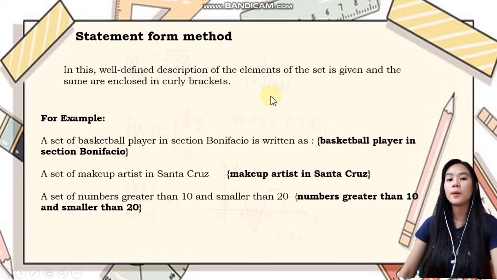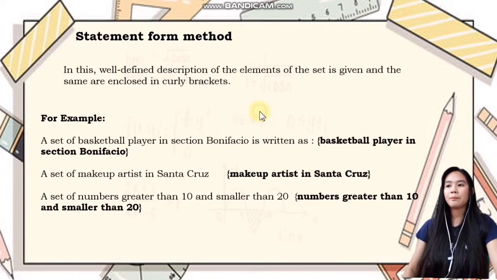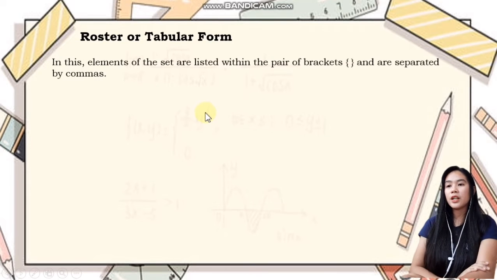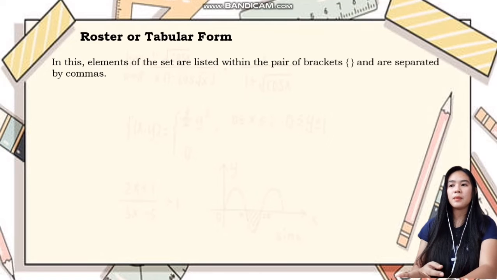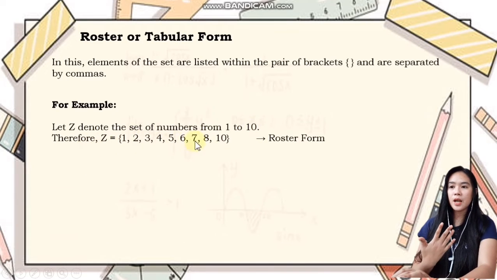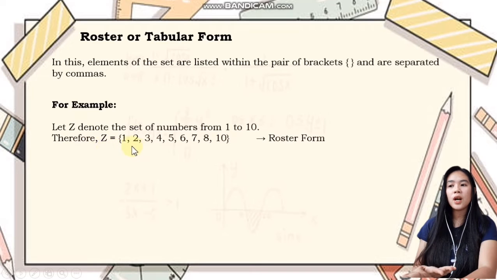So, another method that is commonly used is the roster or tabular form. In this, elements of the set are listed within the pair of brackets and are separated by commas. Ayan, ginagamitan pa rin siya ng curly brackets and separated by commas. So, for example, let Z denote the set of numbers from 1 to 10. Therefore, Z is equal to 1, 2, 3, 4, 5, 6, 7, 8, 9, 10. This is the roster form. Ayan, mapapansin nyo na sa loob siya ng ating curly brackets and separated by commas.